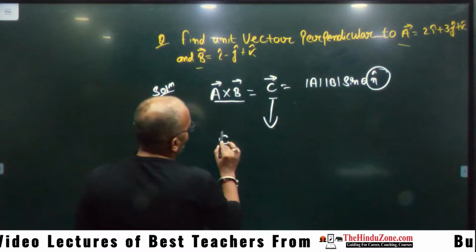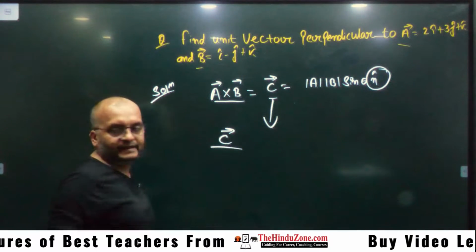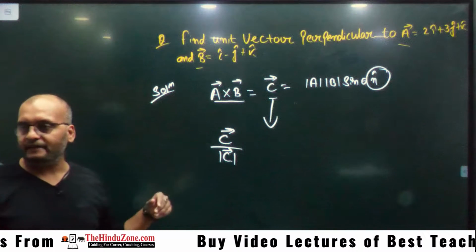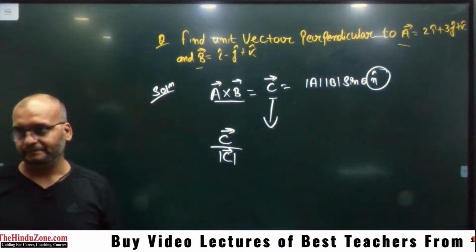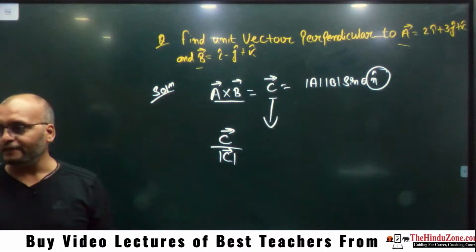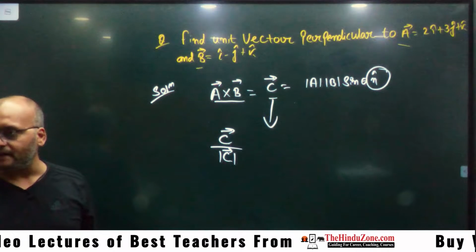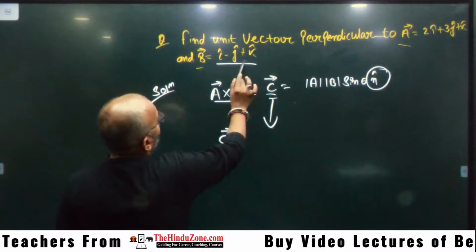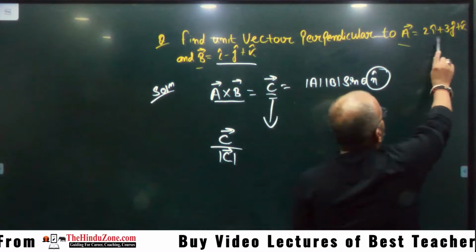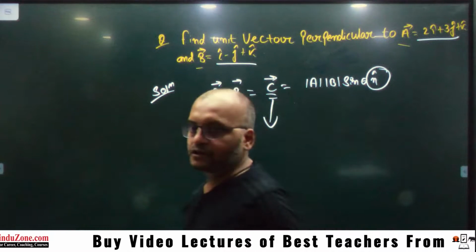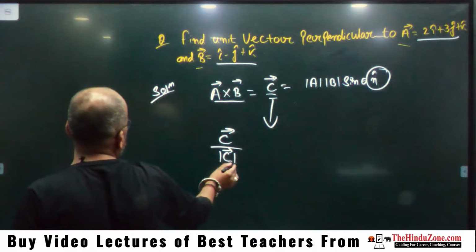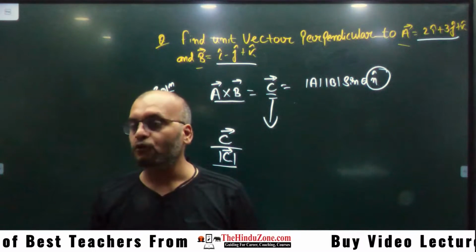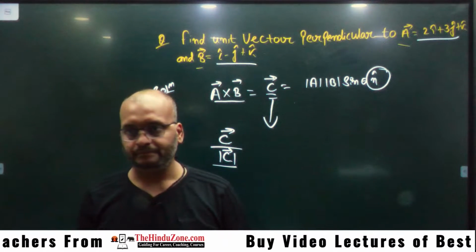If I divide the C vector by its magnitude, I will get a unit vector that gives me the direction. That's what is asked. How will I get the C vector? I can obtain the C vector by doing the cross product of A and B. So do the cross product of A and B and divide it by its magnitude. So tell me, what is the cross product of A and B? 4 I cap minus j cap minus 5 k cap.